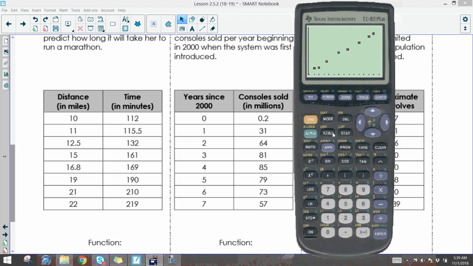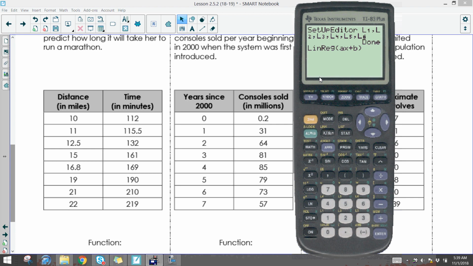Okay, in order to find your line of best fit, we're going to hit stat and then go over to calc. Now notice you have a couple options here. Option number 4 is linear regression. Option number 5 is quadratic regression. We won't do cubic regression or quartic regression. We will use exponential. So your options here are really going to be 4, 5, or 0. I'm going with option number 4.